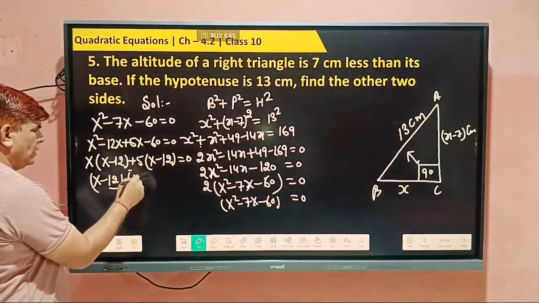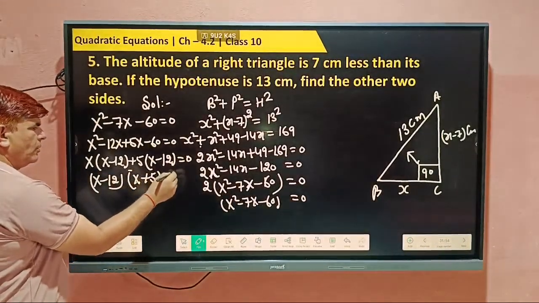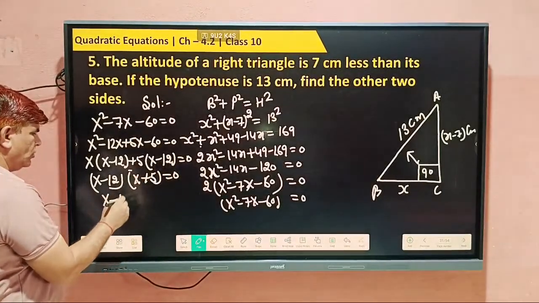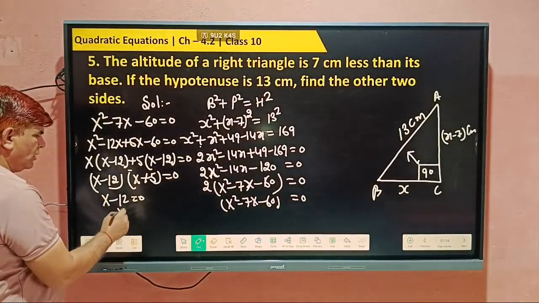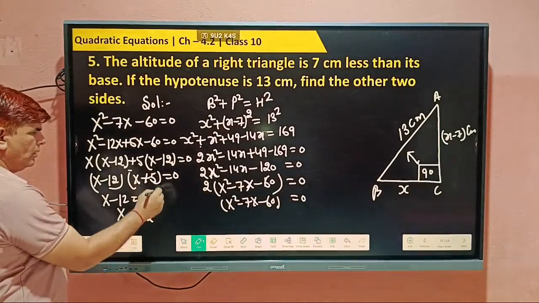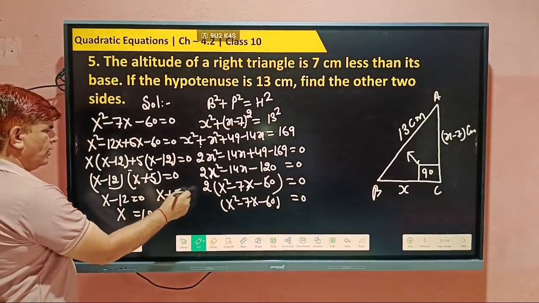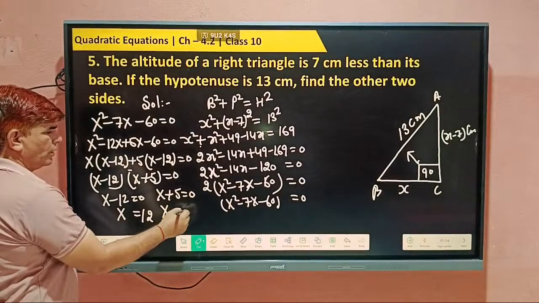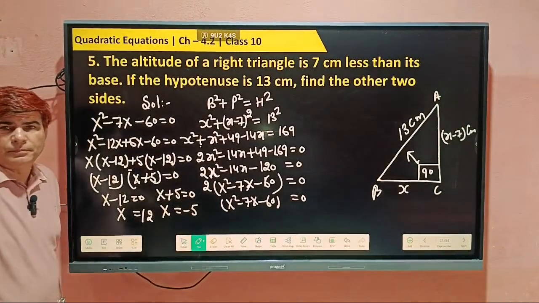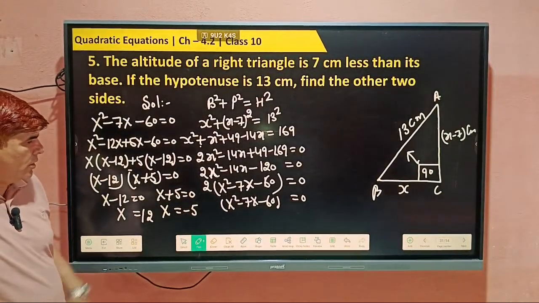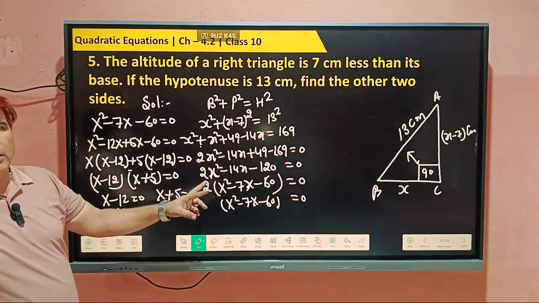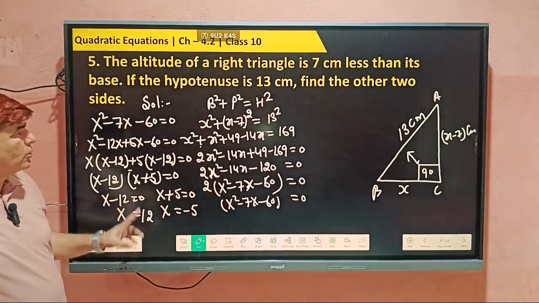So x plus 5 equal to 0 and x minus 12 equal to 0. What's the value of x? 12. x plus 5 equal to 0, so what's the value of x? Minus 5. Got it? Plus here, transferring to the right hand side, its sign also changes.